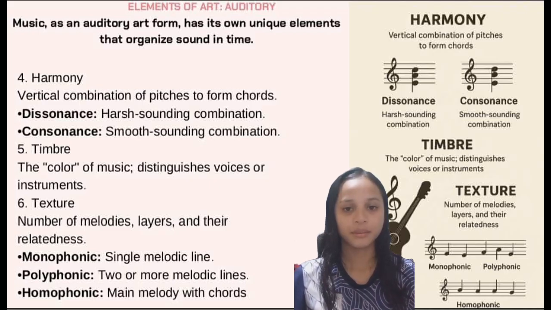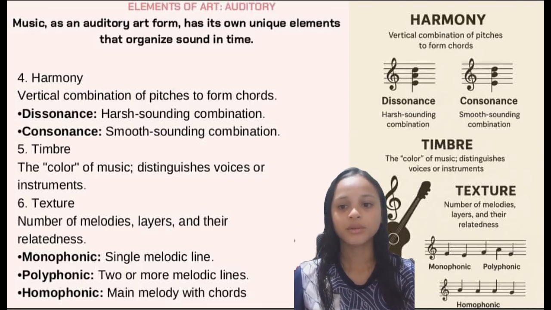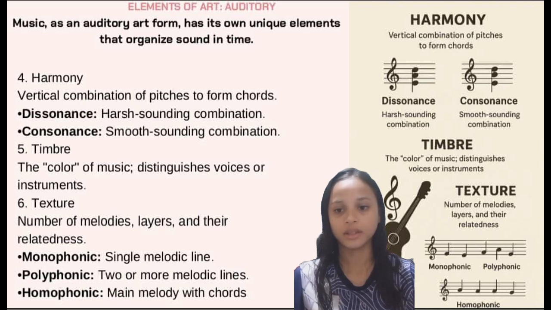So the fifth element is timbre, the color of music that distinguishes voices or instruments. Timbre or tone color is the unique quality of a sound that distinguishes one instrument or voice from another. Example, a flute and a violin playing the same note will have different timbre.